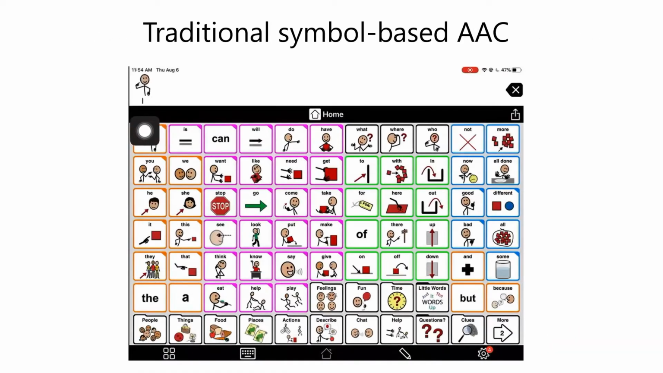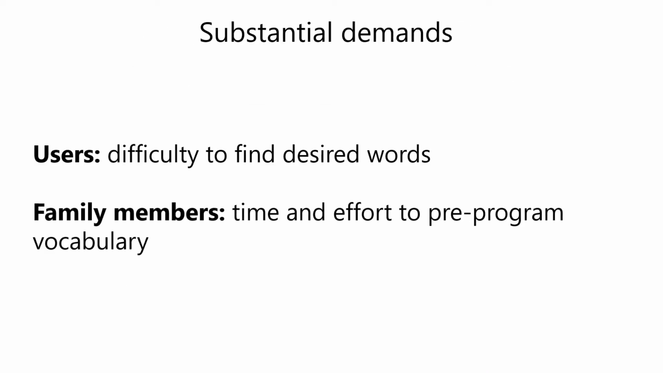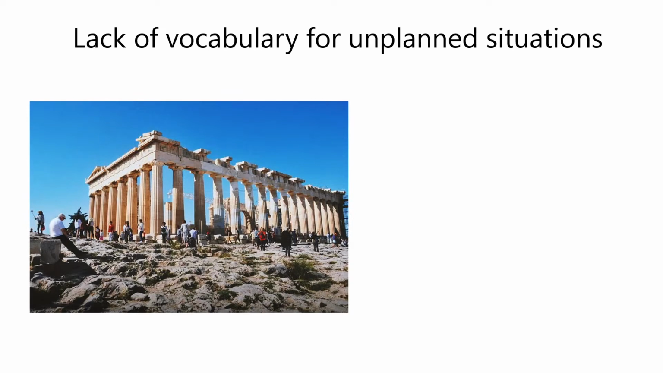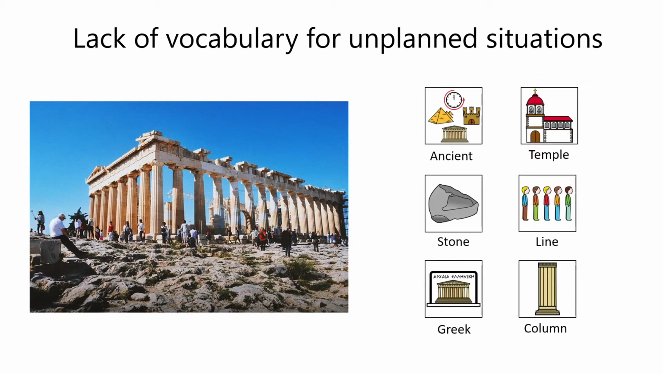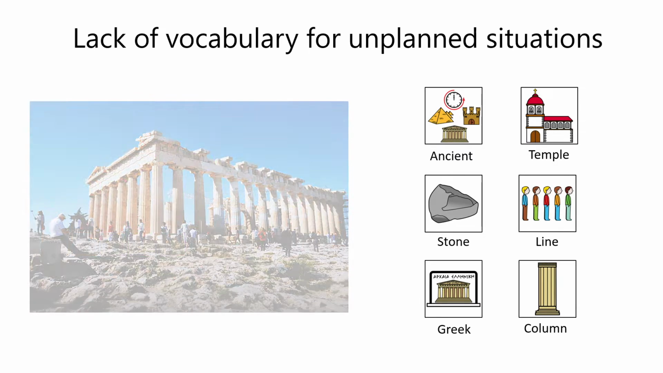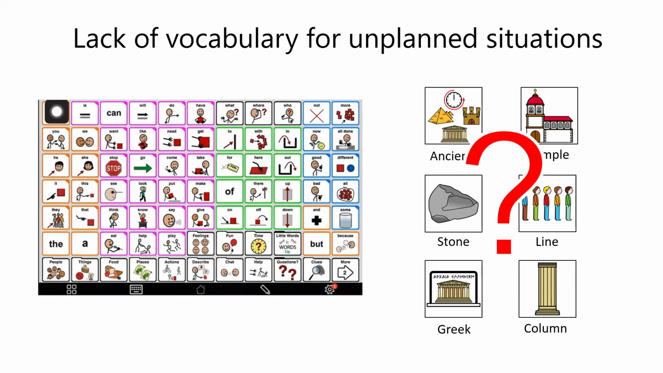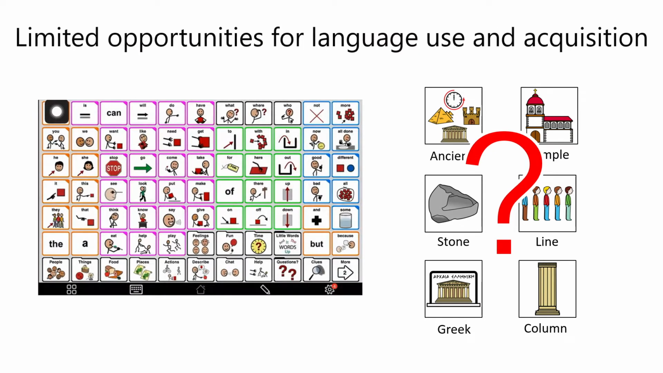Traditional symbol-based AAC tools impose substantial metalinguistic and memory demands on users searching to find desired words, and require a great amount of time and effort from conversation partners to select and pre-program relevant vocabulary. Consequently, these tools often fail to provide the vocabulary needed in unplanned situations, drastically limiting the opportunities for symbolic language use and acquisition.